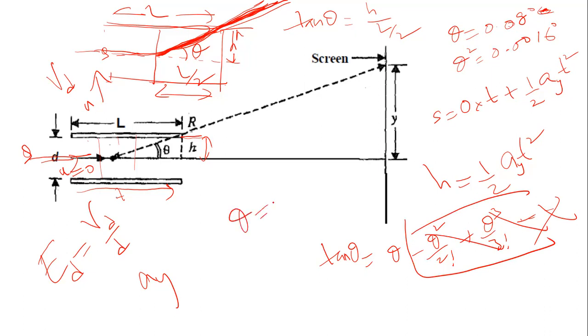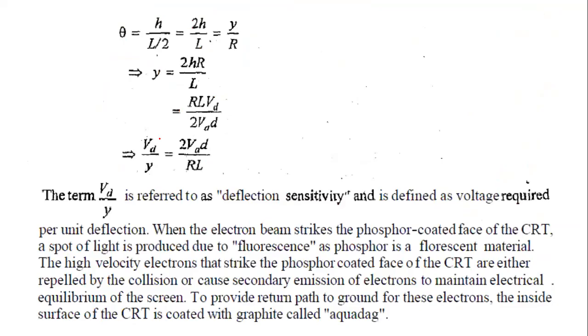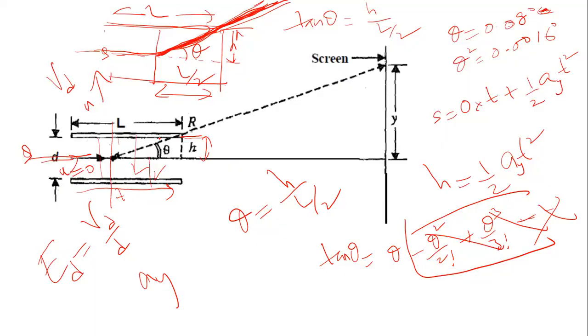So your theta can be written as h upon L upon 2. For simplicity, I said that we can approximate the direction of the electron beam as if it is traveling in this direction from half of the length of the deflection tube, h upon L upon 2. And from this same figure here, we can also write sine theta. Sine theta will be opposite y upon hypotenuse r, y upon r.